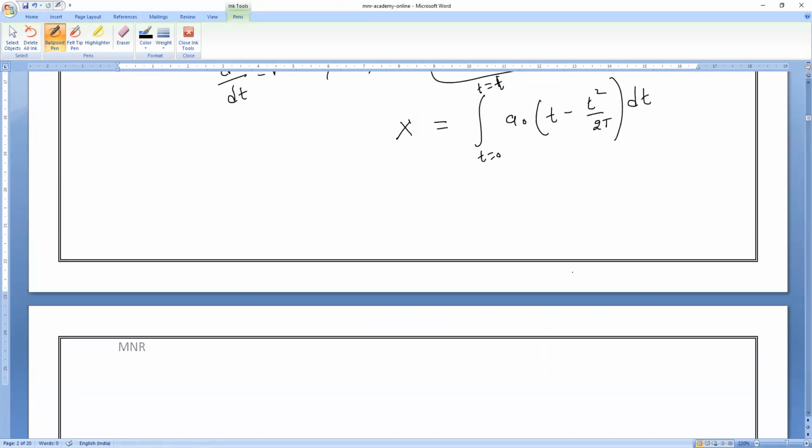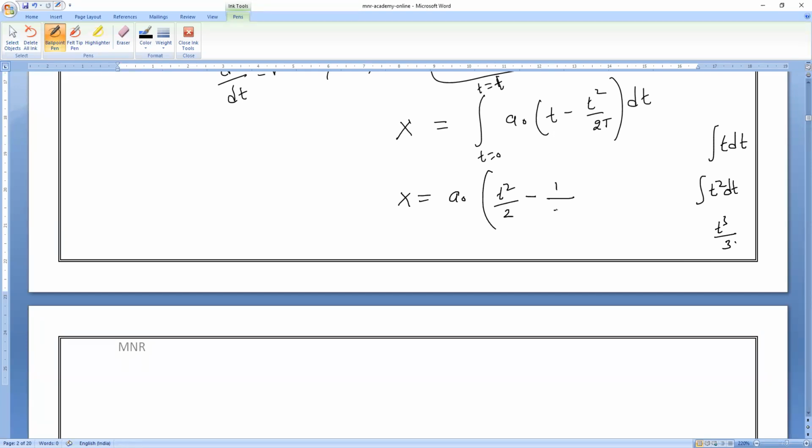So now you apply the integration again. Somebody is constant. A0 is constant. Now if I apply the integration directly, integration of t dt is equal to t square by 2, minus, this 2t is constant, let me put the 2t aside. Again, integration of t square dt is equal to t cube divided by 3.